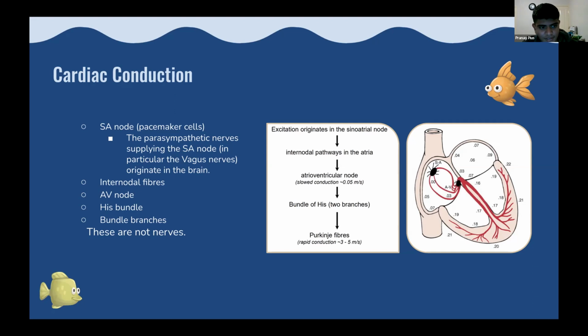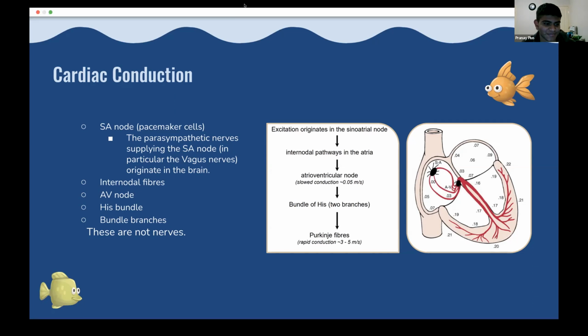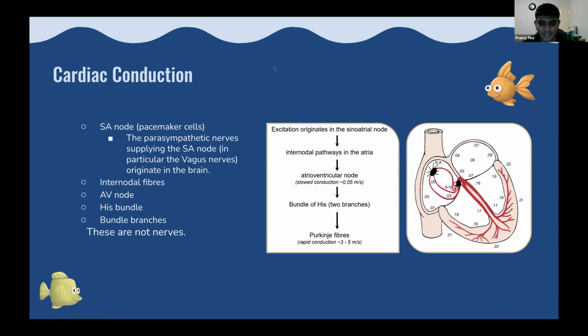So it starts at the sinoatrial node. These are called pacemaker cells, which start the potential, and they're called pacemaker potentials, right? Now it starts in the right atrium, and it spreads the potential to the AV node. After the AV node, it goes to the bundle of His, and then we've got the right and left bundle branches, and then also the Purkinje fibers, which have the fastest rate of conduction. Now we're going to go a bit into each step.